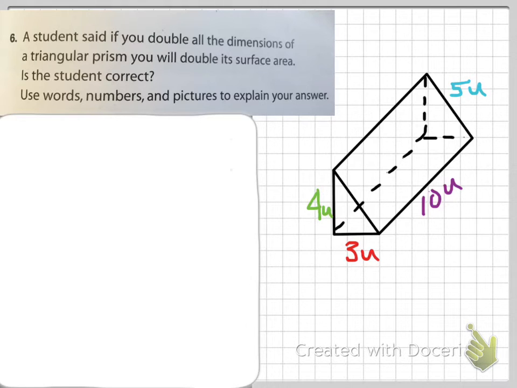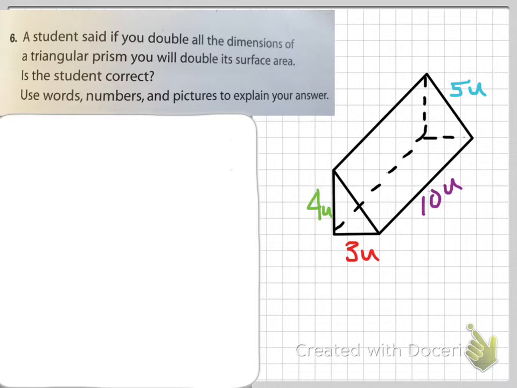So I wanted to walk you through this so that we can look at what the student is saying and understand what the student is saying and hopefully come up with a solution that makes sense. So the question says a student had stated if you double all of the dimensions of a triangular prism, you will double its surface area. Is the student correct, yes or no? And then it goes on to ask you to justify your answer.